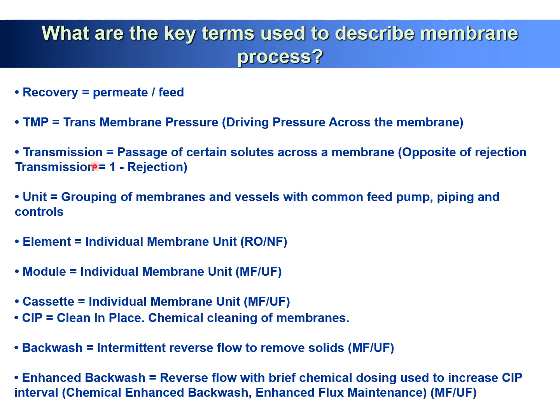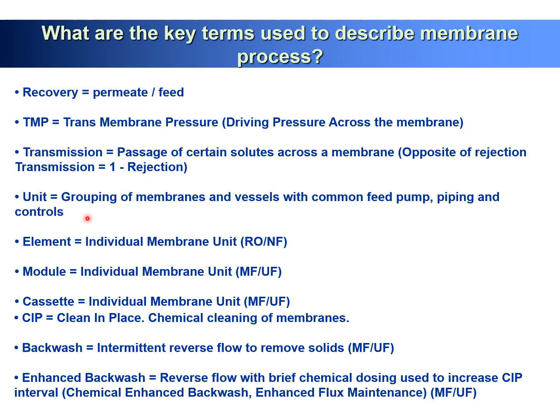And transmission is the passage of a certain solute across a membrane. It is the opposite of rejection: transmission is equal to 1 minus rejection. So with 99% salt rejection in seawater, still 1% passes through your membrane. So we have to calculate the permeate concentration to make sure of the drinking water quality. Rejection and transmission are very important to design our seawater desalination plant.